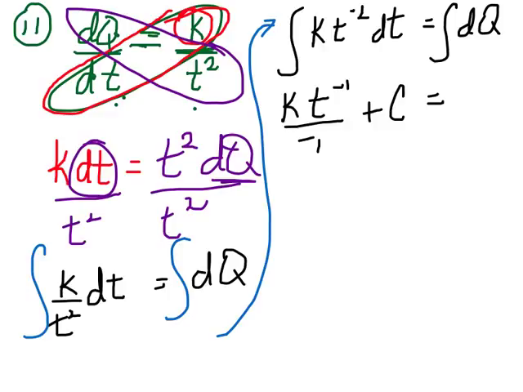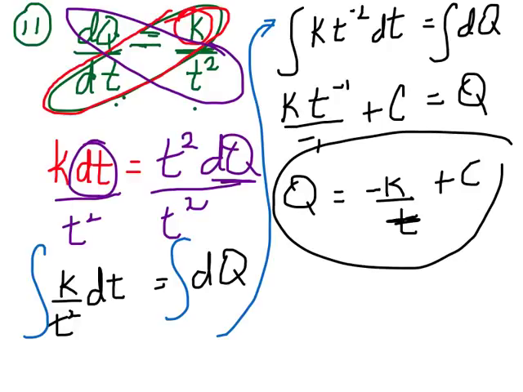On the other side, the integral of dq would just give me q. So if you look, I've got my equation. I'll write my q on the left-hand side. That k divided by negative 1 is just a negative k. T to the negative 1 power just moves the t back to the denominator. So I have q equals negative k over t plus c. And that's how you do 11.